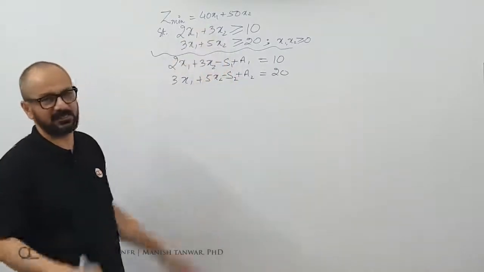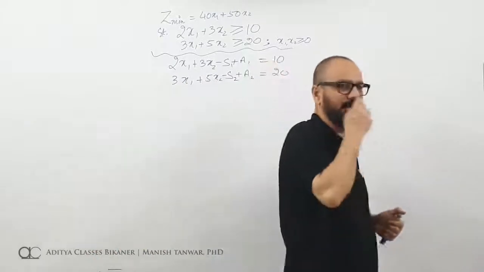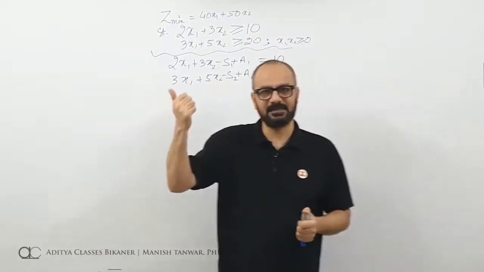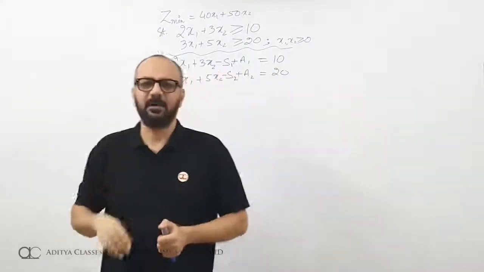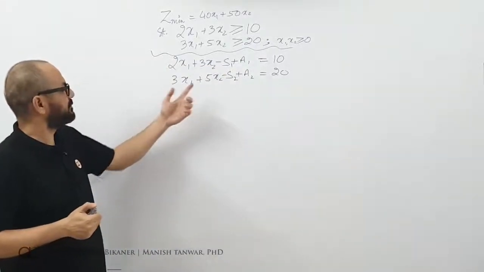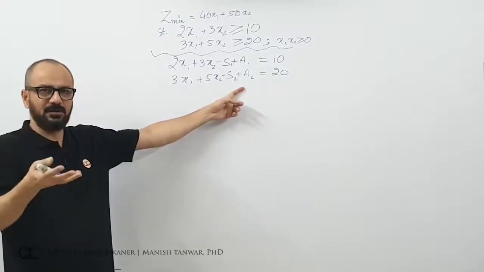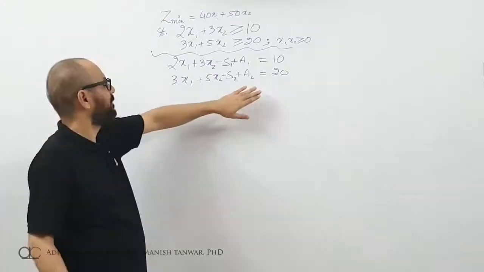So slack is done, surplus is done. Slack is when you are lacking something, I will put it. In less than type inequality, we were less than, I put it in. This becomes more, so I will deduct something, surplus.